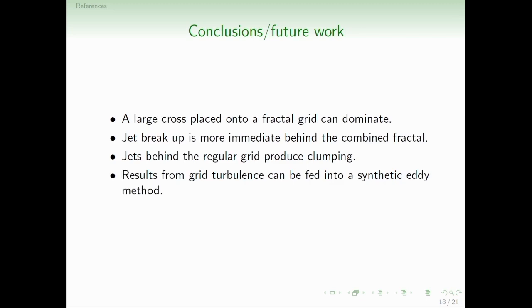Some conclusions. If you design a fractal grid and you put in a large cross, that can dominate the flow far downstream and lead to inhomogeneities. So the jet breakup is more immediate behind the combined fractal grid, and there's less clumping with the fractal and multi-scale grid compared to the regular grid. And these simulations, if you take a slice, can be fed into a synthetic eddy method, for example. If you have a library of turbulence, you can pop this into your SEM and kick off a simulation just from that.